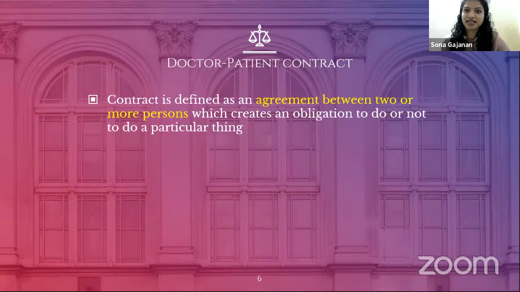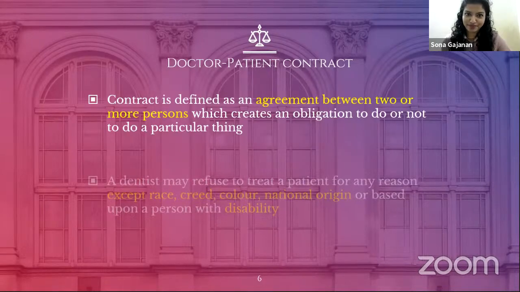It is defined as an agreement between two or more persons which creates an obligation to do or not do a particular thing. We in public health dentistry love definitions, so this is important to know from the theory point of view as well as from the viva point of view. To reiterate, a contract is defined as an agreement between two or more persons which creates an obligation to do or not do a particular thing.